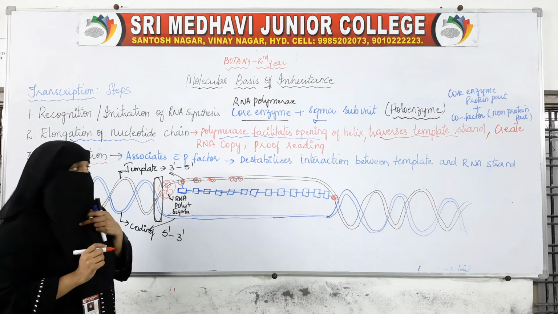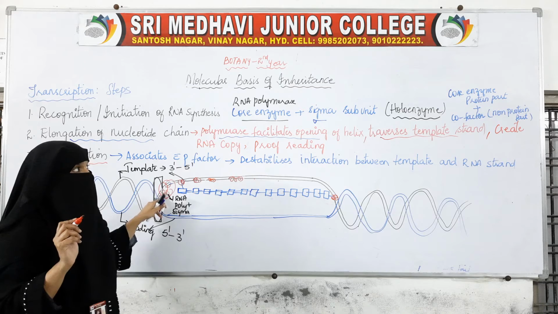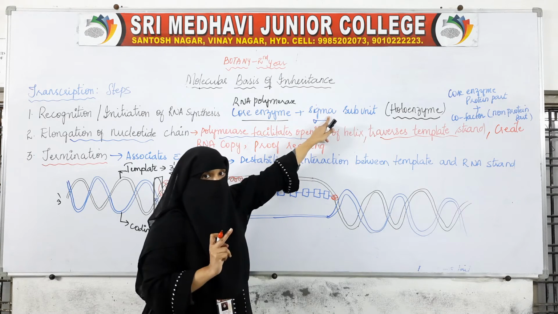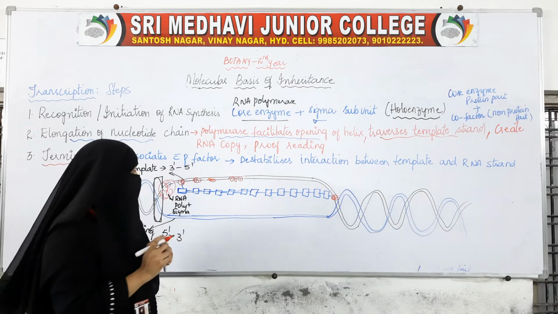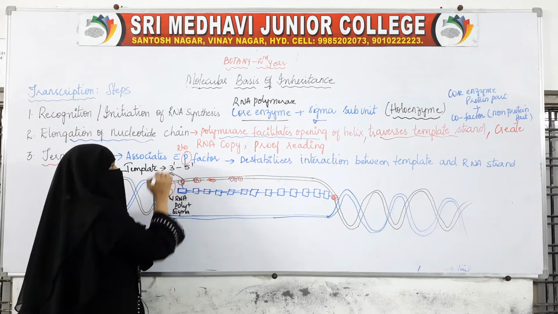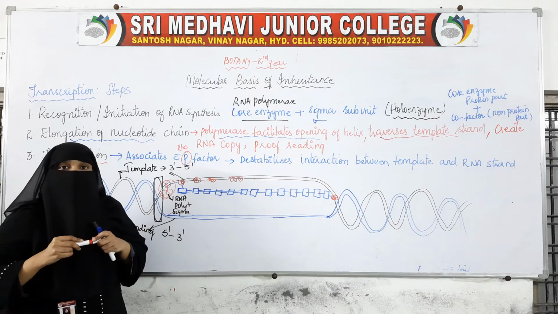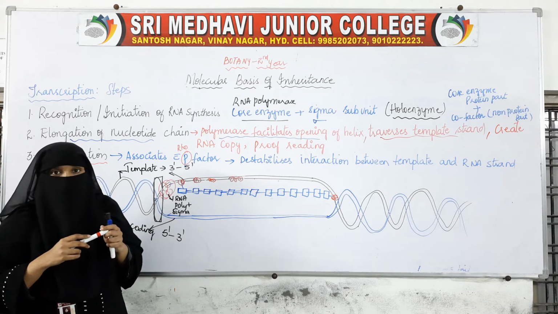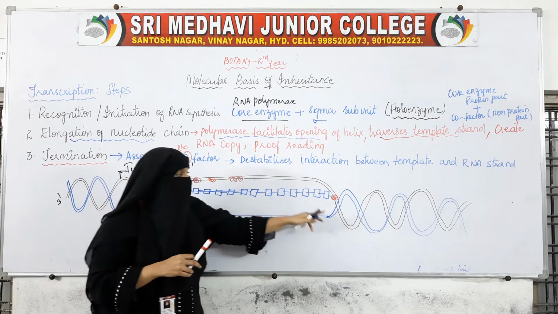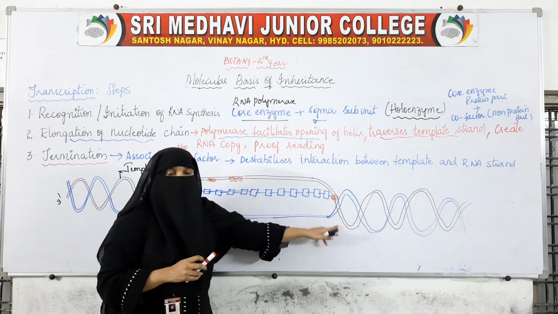Here, for the initiation process, along with the RNA polymerase enzyme, one sigma subunit was required. Now for the termination process, we require Rho factor. Rho factor will be helping in the termination process. Once it moves towards the 5' end, what happens?